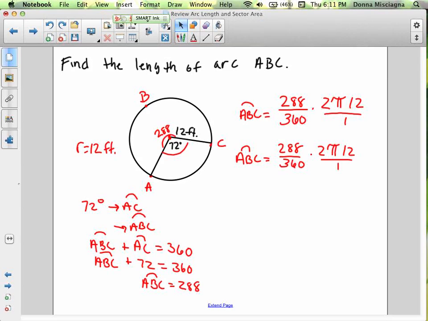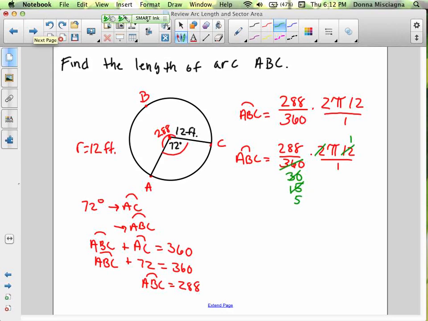Well, 360 and 12 are both divisible by 12. 12 divided by 12 is 1. 360 divided by 12 is 30. I could reduce the 2 and the 30, that would be 15. 288 and 15 are divisible by 3. So this would be 5. 288 divided by 3 is 96. And that's going to be it.